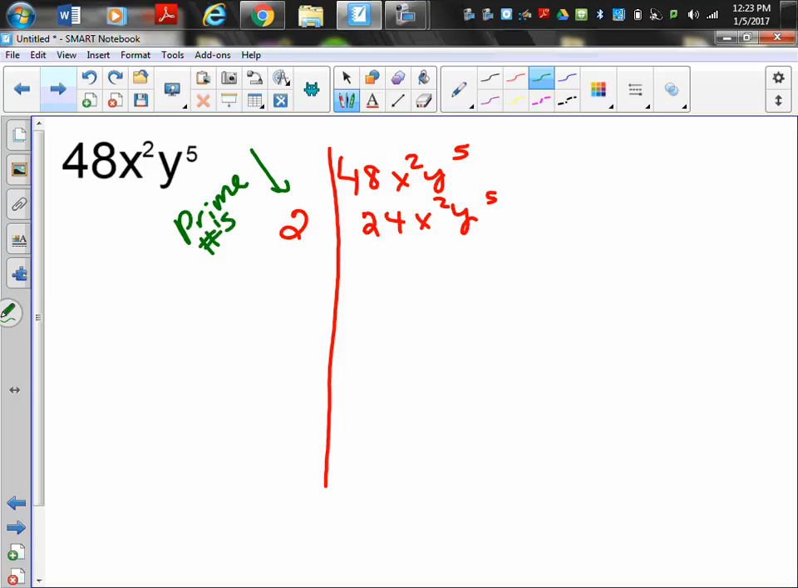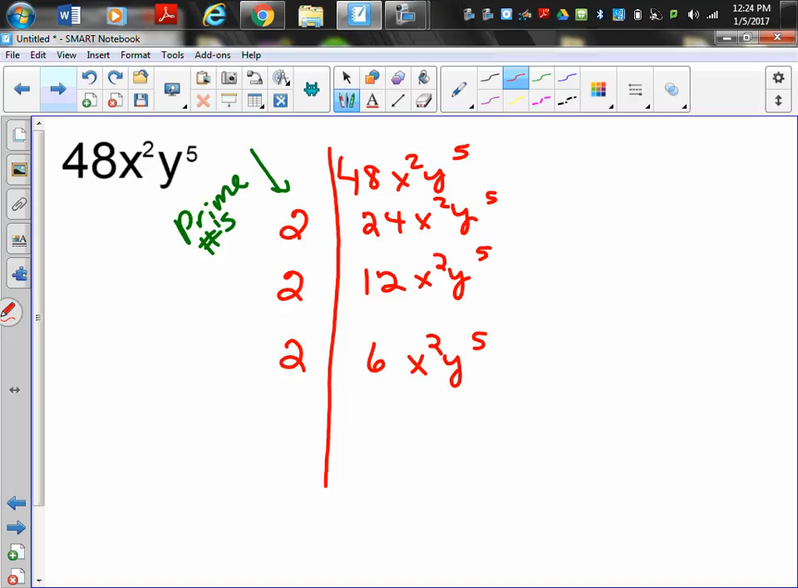You're dividing by prime numbers only. Alright, so 2. 2 times what is 24? 12. X squared y to the 5th. Alright? Is 12 divisible by 2? 2. 2 times 6. X squared y to the 5th.